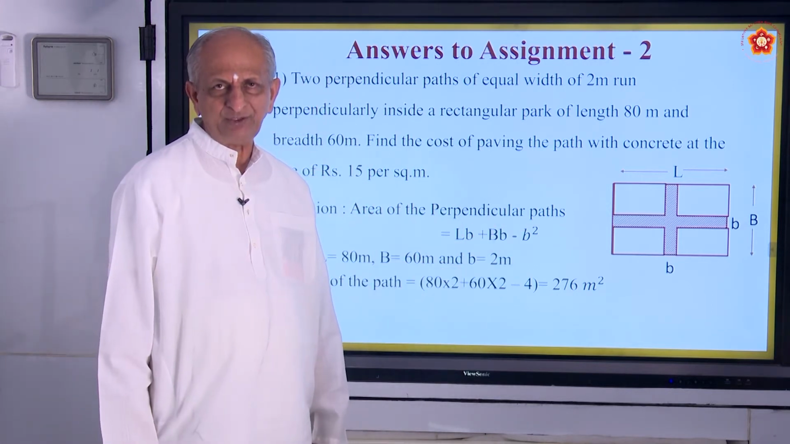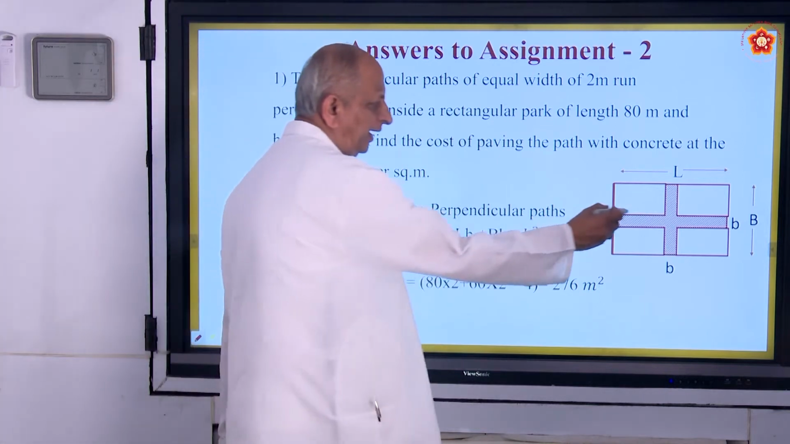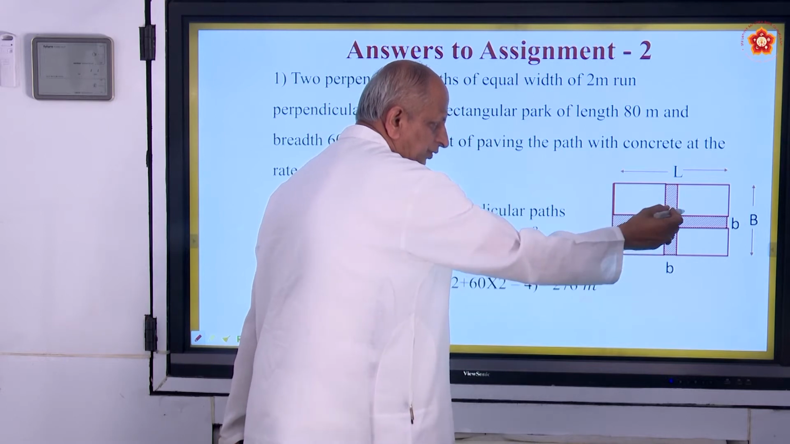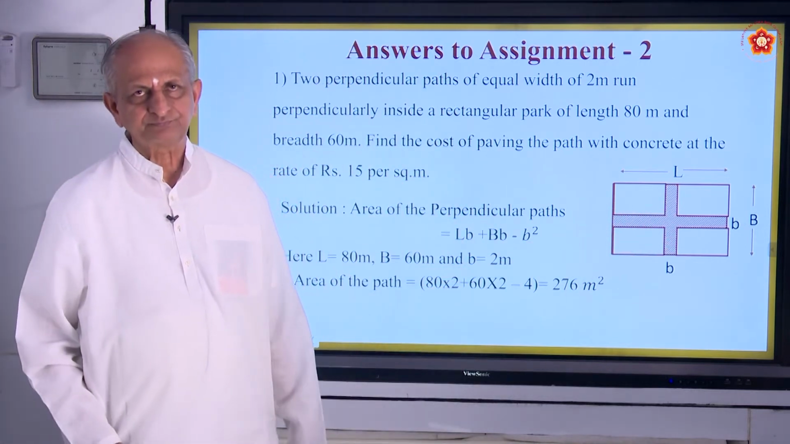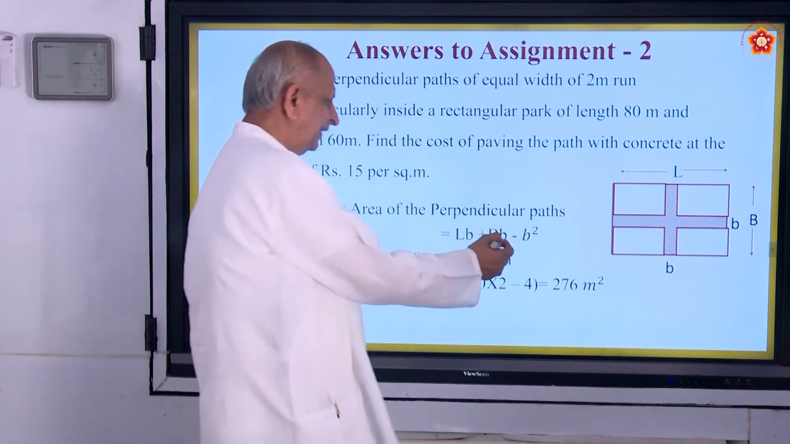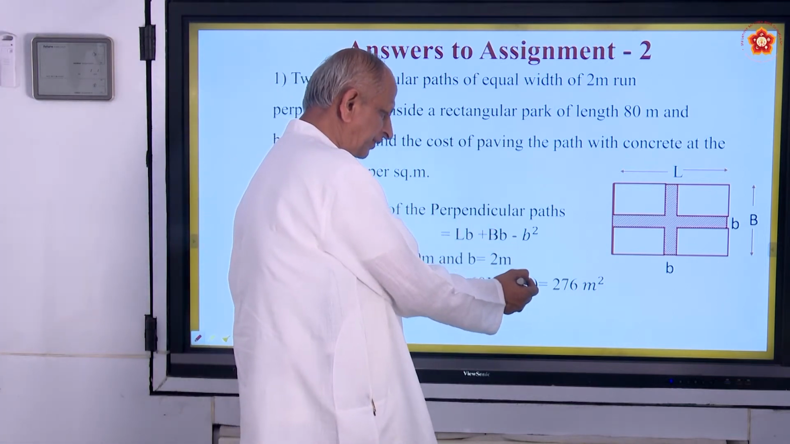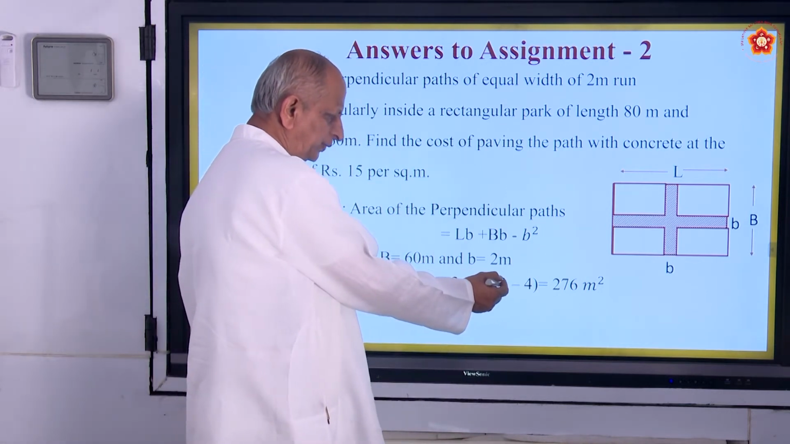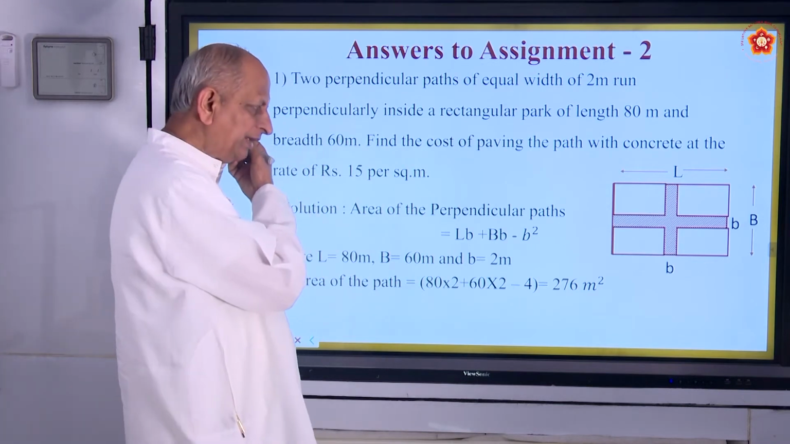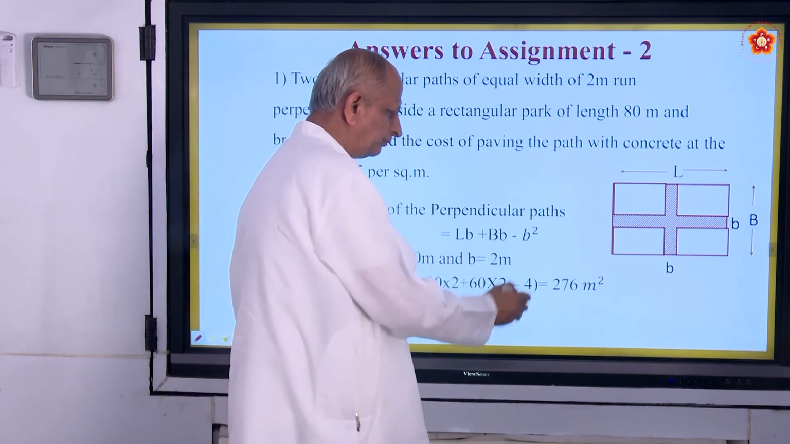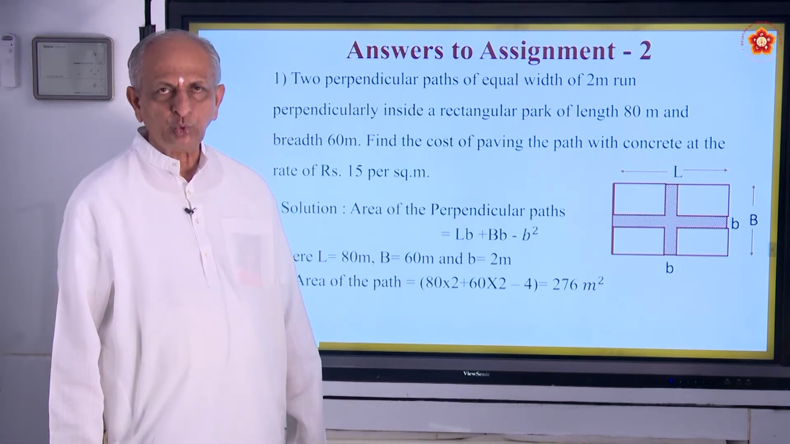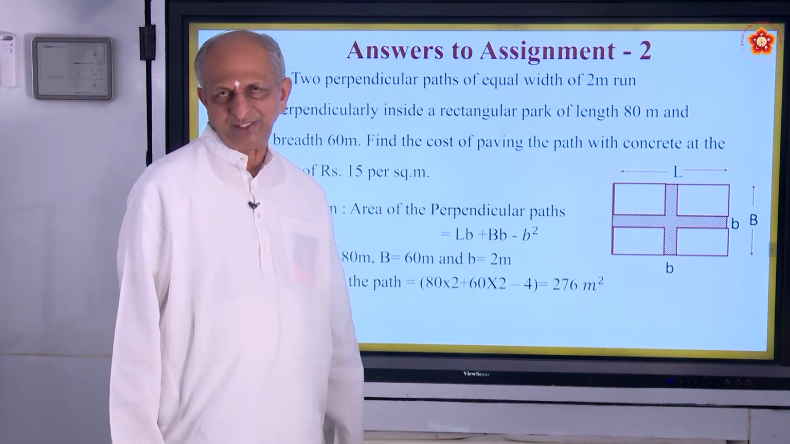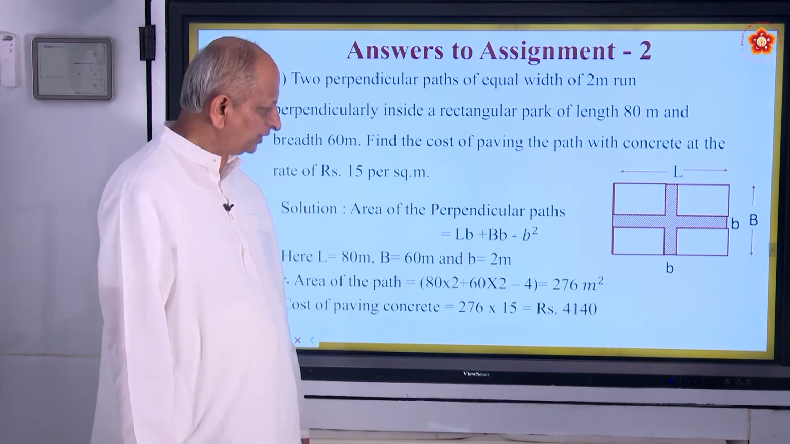Why must you do that minus b square? Because there will be a square here in between. When you take this, that also comes. So that square you have to subtract, is it not? That is why you are doing minus b square. b is 2, b square becomes 4. So, 80 into 2 is 160 plus 120 and that becomes 280, minus 4, it becomes 276 meters square, is it not? So, it is a very interesting question and it is a practical question also.